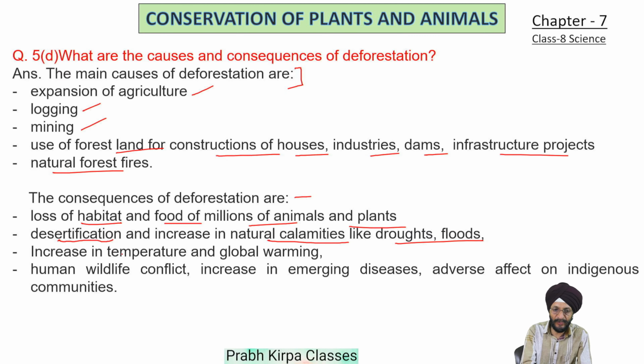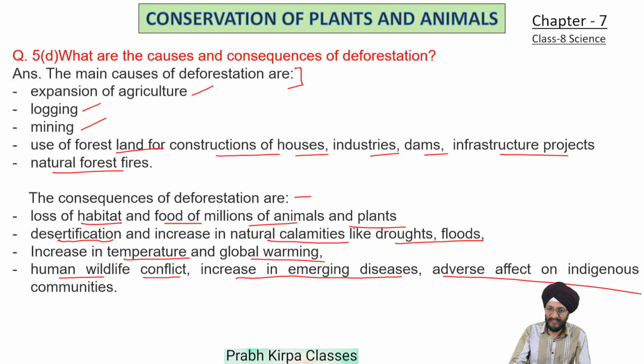Deforestation also results in increase in temperature and global warming. Due to deforestation, the chances of human-wildlife conflict increase. Deforestation also results in the increase in emerging diseases. Deforestation also adversely affects the indigenous communities.